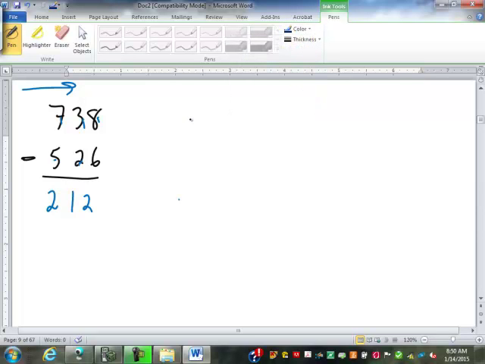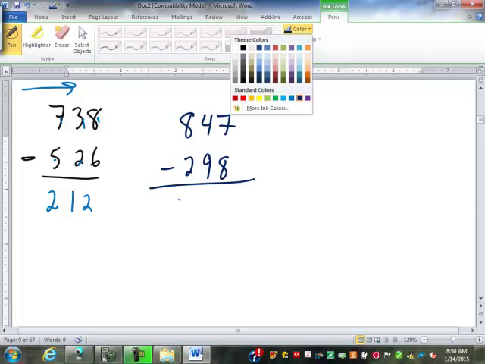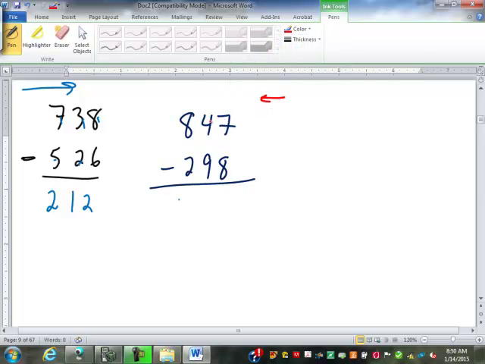borrow. Talkative group. So 847 minus 298. We run into something like that. We would go starting on the right, going back to the left so that we could borrow. 7 minus 8 can't be done, so what do? Borrow from the 4, that's a 3. This is now a 17. 17 minus 8 is 9.